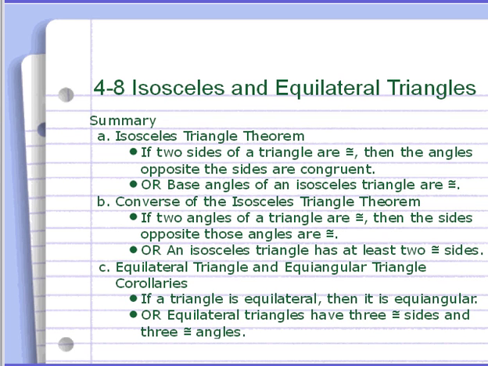Okay, so to sum this up, we had one theorem, the isosceles triangle theorem, which states if two sides of a triangle are congruent, then the angles opposite the sides are congruent, or the base angles are congruent. The converse states if two angles of a triangle are congruent, then the sides opposite those angles are congruent. And the equilateral triangle and equiangular triangle are corollaries. If a triangle is equilateral, it's equiangular, and again we've been stating that, and you guys have known that. Or if a triangle has three congruent sides, then it also has three congruent angles. So, stuff you already know.